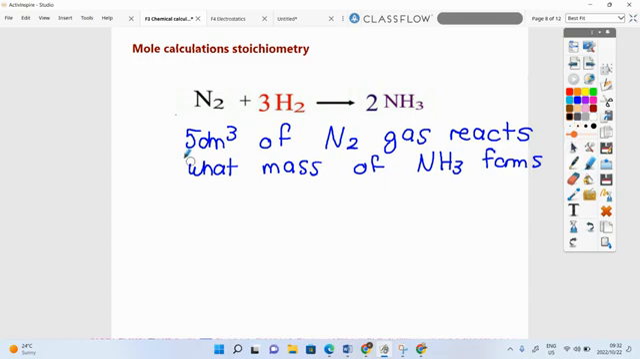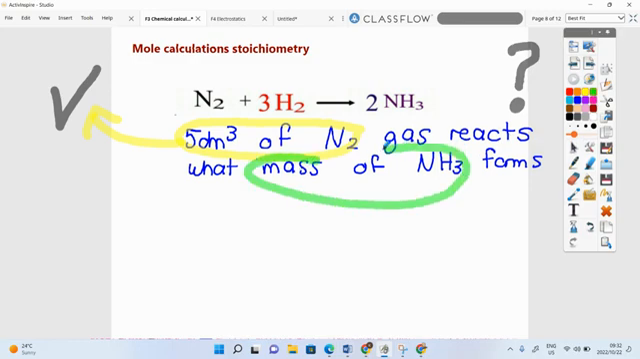So your first job is to figure out what are they giving me and what are they asking me. So in this question, what are they giving you? They're giving you volume of what substance? Good. So they're giving me the volume of N2. This is what they're giving me. What are they asking you? They're asking you for the mass of NH3. Once you've figured that out, the rest is easy.